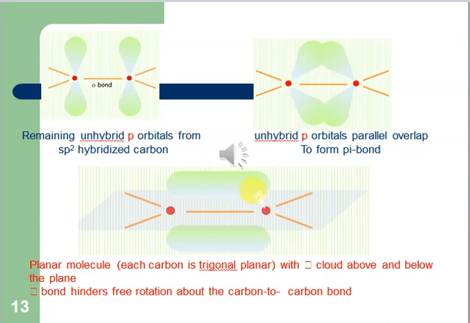Because of the presence of a pi bond, free rotation about the carbon-carbon bond cannot occur. Whenever there's a pi bond, always remember there will be no free rotation between the carbon-carbon bond. Furthermore, a double bond, that is a pi bond, cannot be formed by hybrid orbitals. A pi bond is always formed between unhybridized orbitals. It cannot be formed by hybrid orbitals.